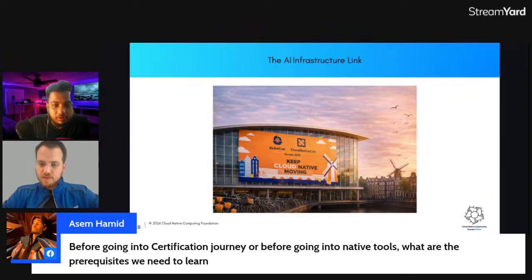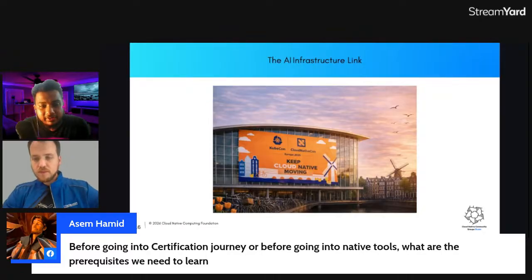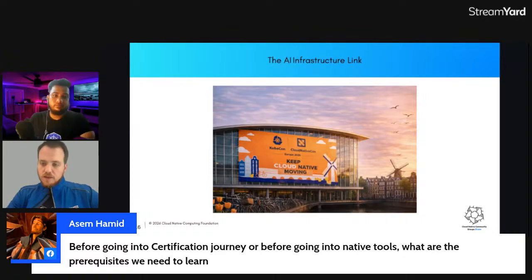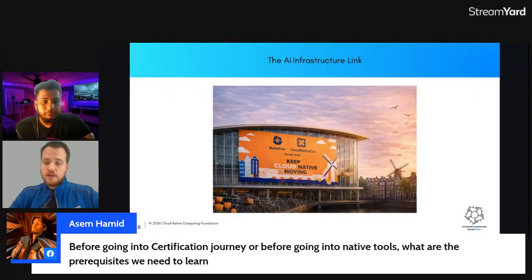So now we go to Asim Hamid again. Yeah. So his question is, before going into the certification journey or before going into cloud native tools, what are the prerequisites we need to learn? Like I said, cloud native is also a very broad world now, so there is a lot to do in it. But again, Linux can be a good answer, but it could also be Windows, because there is now a lot of open source coming from the Windows world. I have one in mind, which is Octopus Deploy.